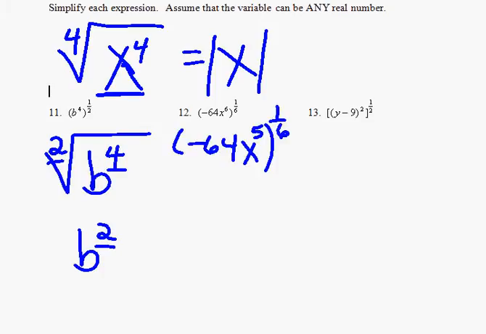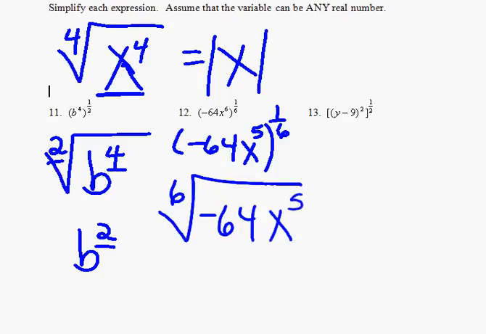Okay, on number 12, there was a typo there. That should have been -64 x to the fifth raised to the 1/6. So that gives me the sixth root of -64 x to the fifth power. Can I take a sixth root, an even root, of a negative answer? That means, are there 6 identical numbers that I can multiply together and get -64?